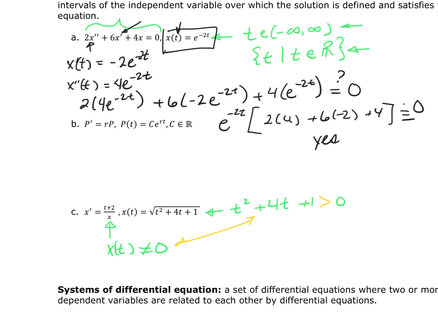How are we doing? Check it in. Doing okay so far? Okay. Try B, please. B and C, please.